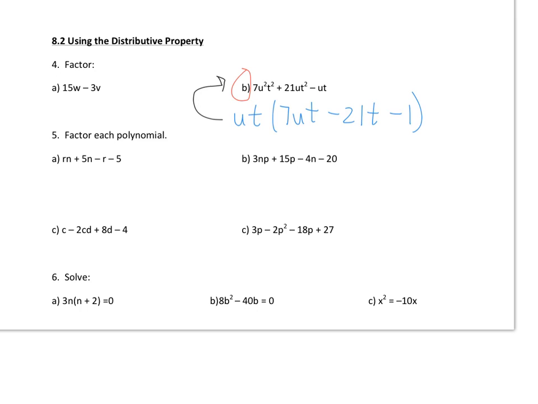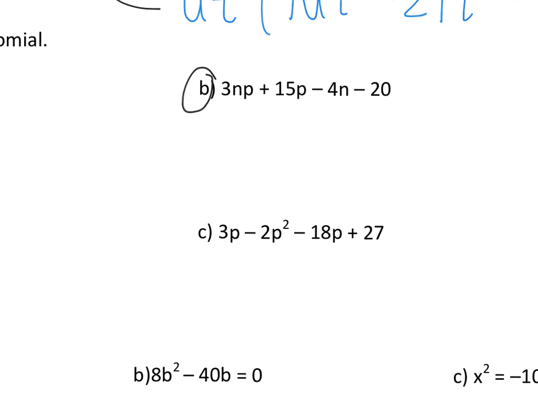Now let's look at 5, factor each polynomial, and specifically at part B. On this problem I see 4 terms, so that should remind me to use factor by grouping, and the first step is regrouping if necessary. I'm going to leave the terms as they are, and group the first 2 terms together, the last 2 terms together. Now I look at my first 2 terms and take out the GCF of 3np and 15p, which is 3p, undistribute now, and I get n plus 5.